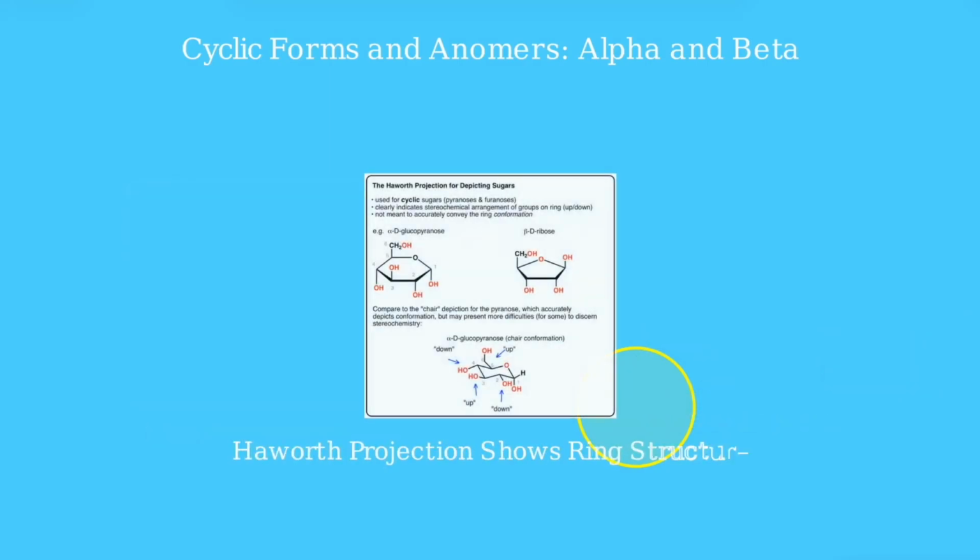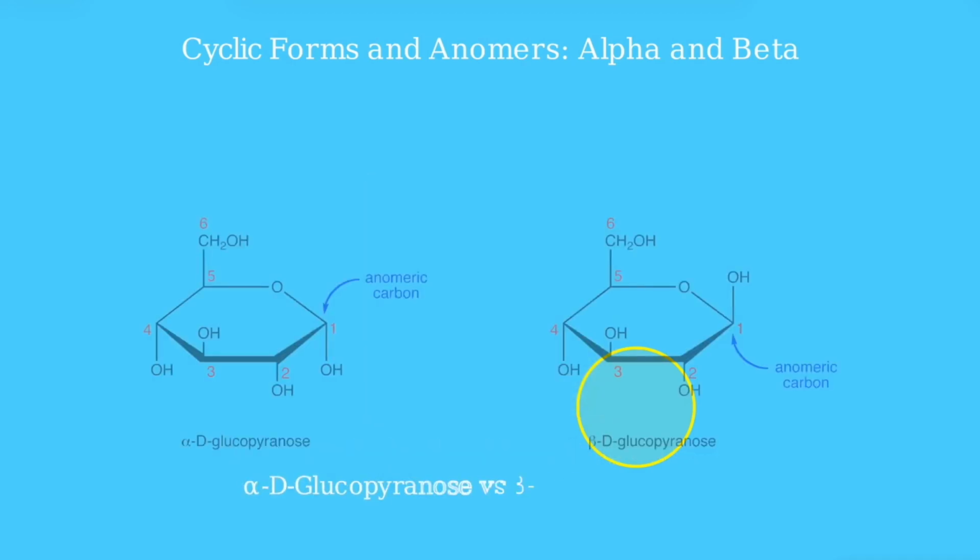We use Haworth projections to represent these cyclic sugars. It shows the ring clearly, with the anomeric carbon at the right side. The anomeric carbon is the key. It's where the ring forms and where alpha and beta differ. Take glucose, for example. Alpha-D-glucose has the OH at carbon 1 pointing down, while beta-D-glucose has it pointing up.